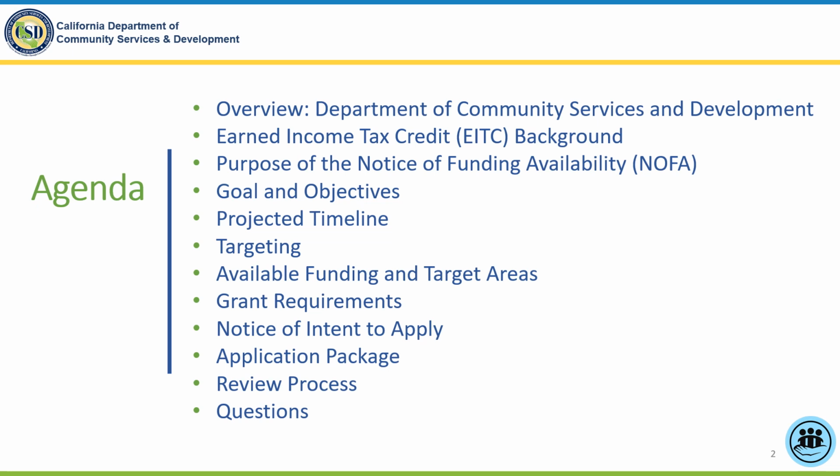Here are the topics that will be covered. We'll provide some background on the Earned Income Tax Credit and a description on the purpose of the NOFA. We'll review the projected timeline and the targeting requirements. Next, we'll discuss education and outreach grant activities and review available funding and target areas. We'll highlight the major grant requirements, and then we'll show the notice of intent to apply and walk through all required documents that make up the application package. We'll then cover the evaluation process CSD will use to score applications, and we'll finish with where to submit your questions.